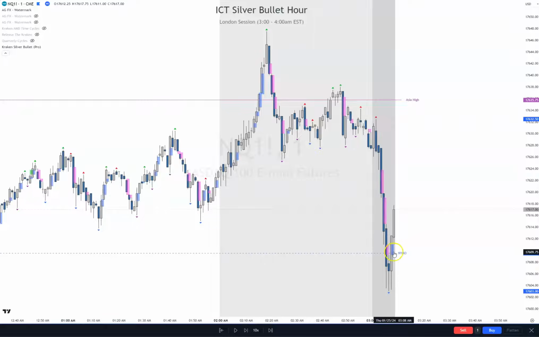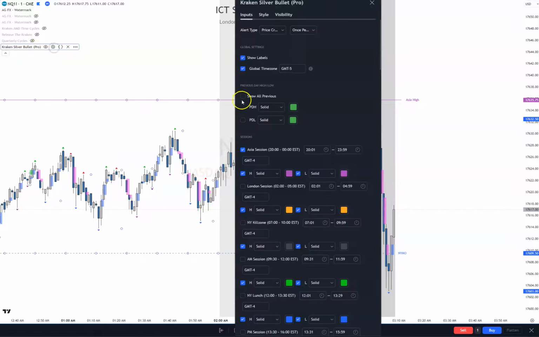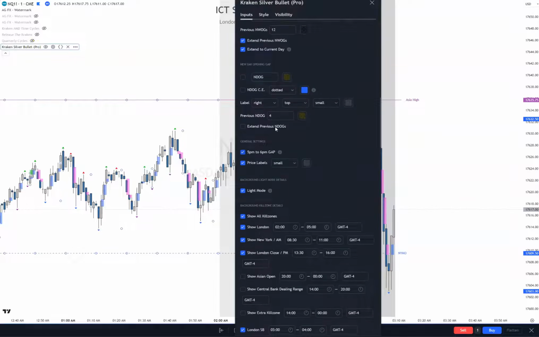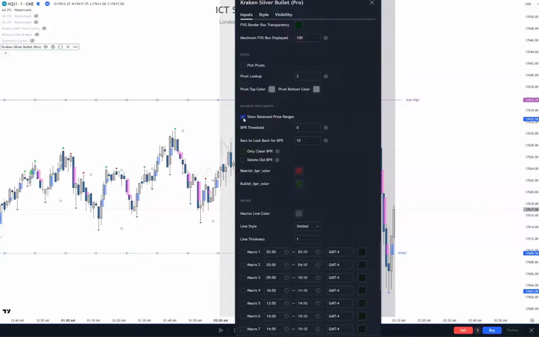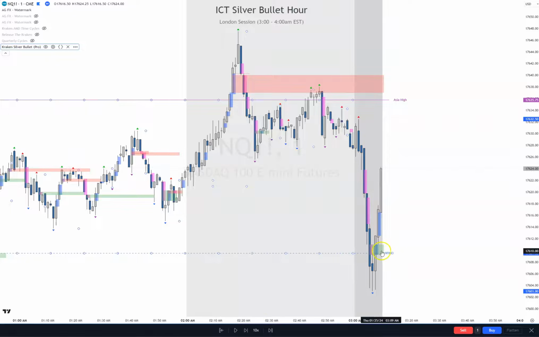Okay, I see a balanced price range right here. One of the features in the Kraken Silver Bullet that I don't use very often, but I have been using a little bit more recently, is the show balanced price range. So you can have this on here and it'll show them. Now you can delete the old ones that have been filled, so it'll delete those. Let's turn it on. So there you go. Balanced price range. For me, that's a BPR.